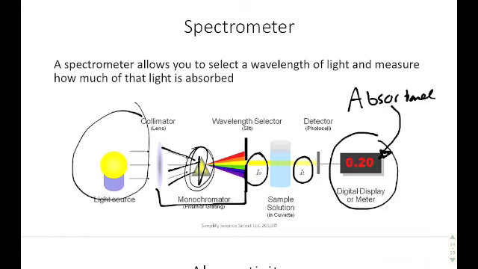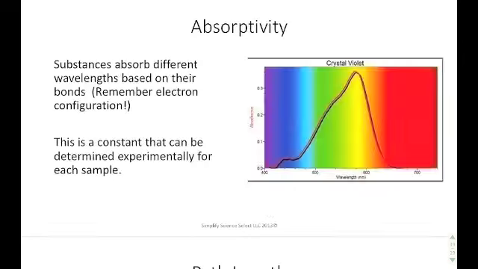The first term that we need to look at when we're examining this is the absorptivity. The absorptivity is based on the actual substance itself. Certain substances will absorb different wavelengths depending on what they are. It really depends on their electron bond configuration. This is a substance of crystal violet. Crystal violet is a very common substance when looking at some of these sort of activities with a colorimeter.